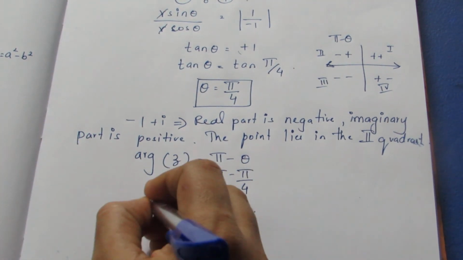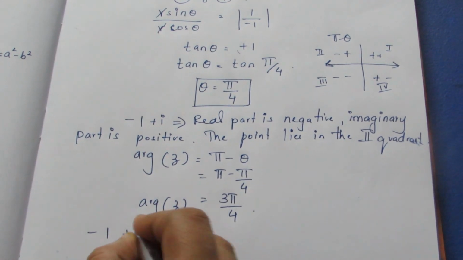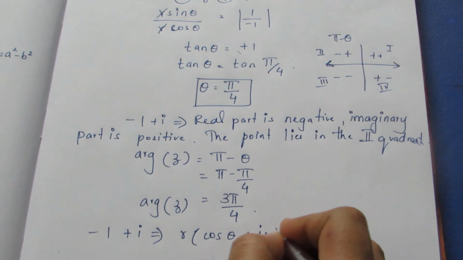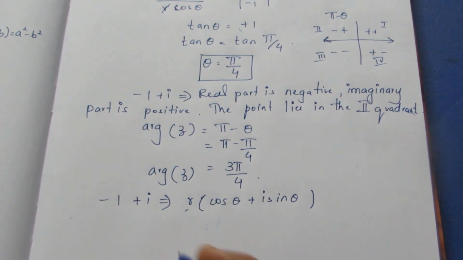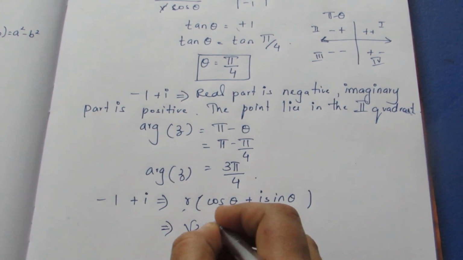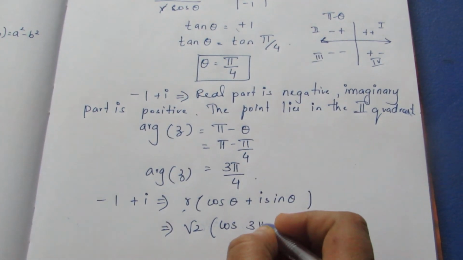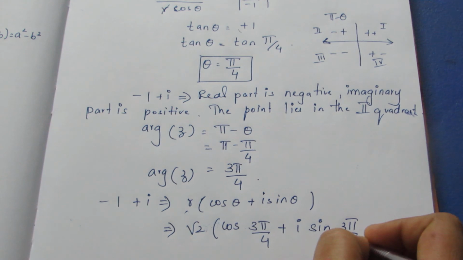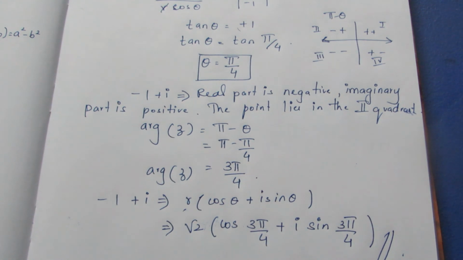Now we can directly substitute the value in the polar form. We know that the polar form of minus 1 plus i is r, taking common, cos theta plus i sin theta. Just substitute the value of r here. R we know that it is root 2. So it becomes root 2 times cos of the argument z value, that is 3 pi by 4, plus i sin 3 pi by 4. No need to solve, we can leave it as it is. This is your required polar form for the given sum. That's all with the sum. Thank you.